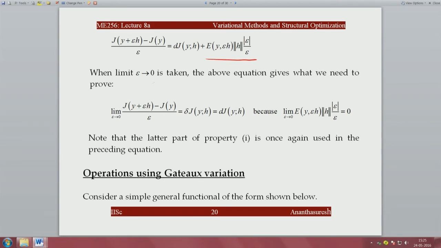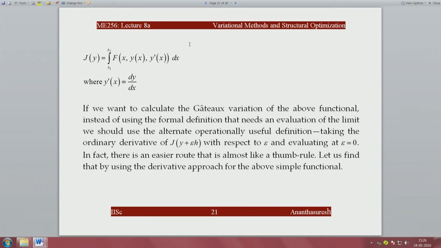Now, as epsilon tends to 0, this particular thing goes to 0, that is, this whole term goes to 0. Then what we have is nothing but, as epsilon tends to 0, the Gâteaux variation equal to the Fréchet differential. Okay. There are some operations that you can do with the Gâteaux variation.